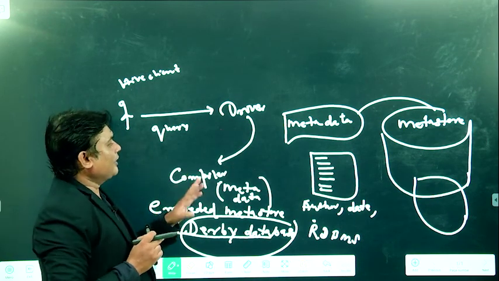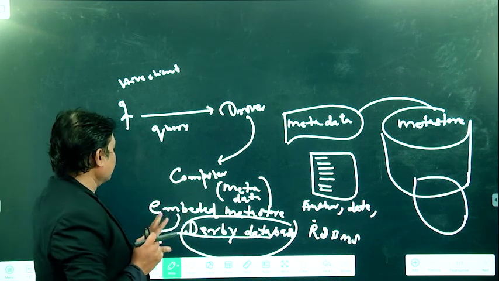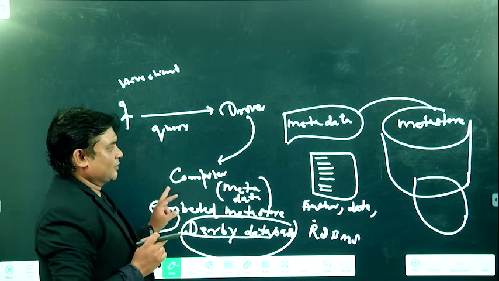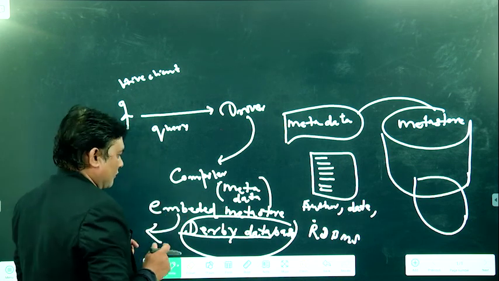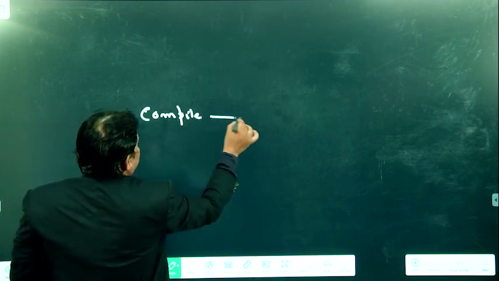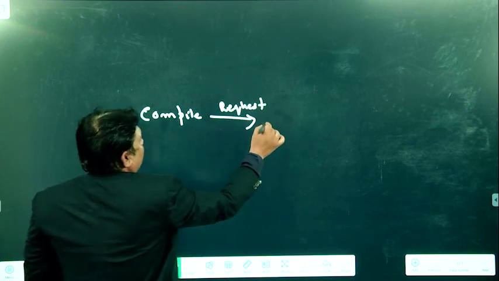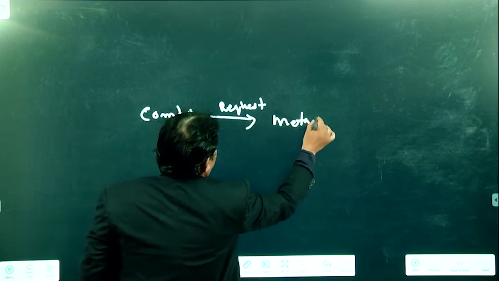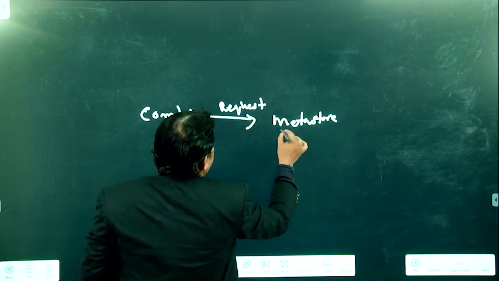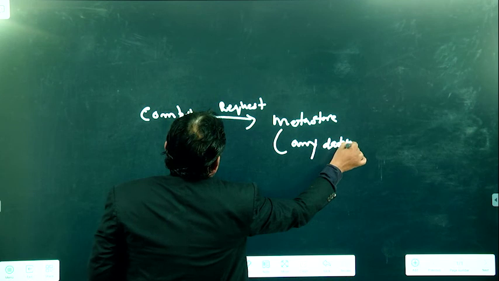Here, the compiler wants to check everything. So what will the compiler do? The compiler will send a request to whom? To the metastore. The compiler sends the request to get metadata from the metastore, and the metastore can be any database. As I said, you can have any database, right?